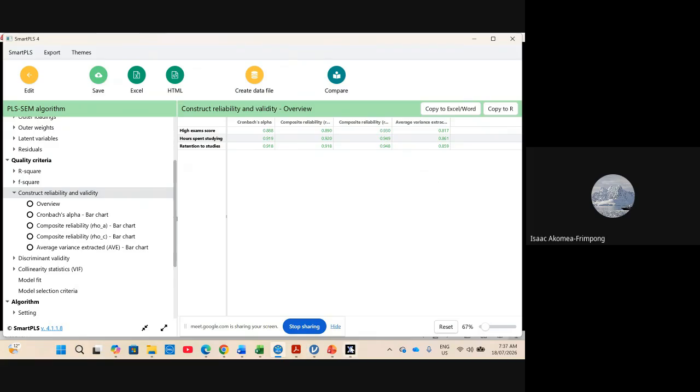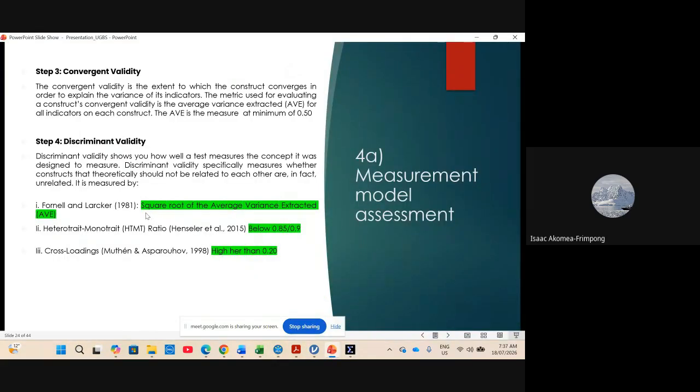Now, what next? The next thing is what we call discriminant validity. With the discriminant validity, you need to check things like the Fornell-Larcker. You can also check the HTMT and the cross-loadings. In recent times, the HTMT has been used as the measurement indicator for discriminant validity, because this is a kind of model or indicator which was put out in the year 2015. The other two are a little bit old.